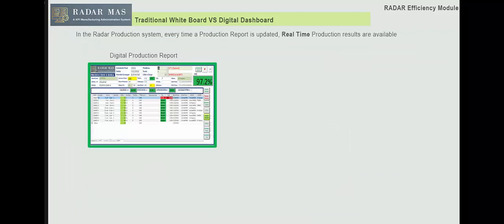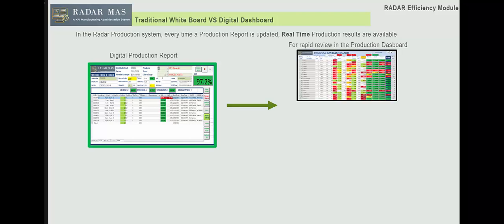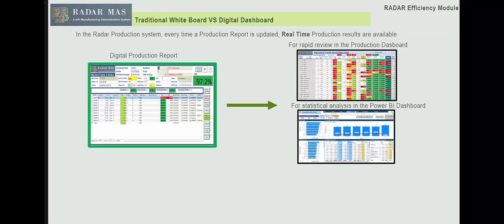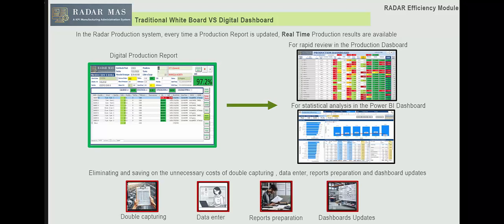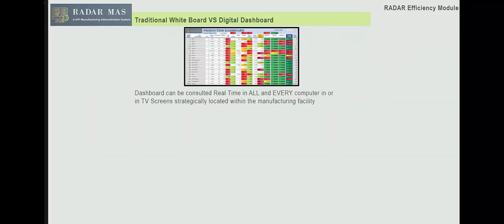In the Radar production system, every time a production report is updated, real-time production results are available for rapid review in the production dashboard and for statistical analysis in the Power BI dashboard. Eliminating, and saving with this, the unnecessary cost of double data capture, report preparation, and dashboard updates.